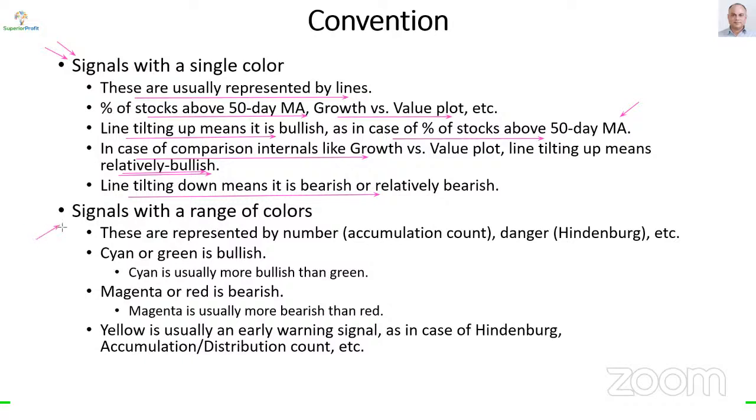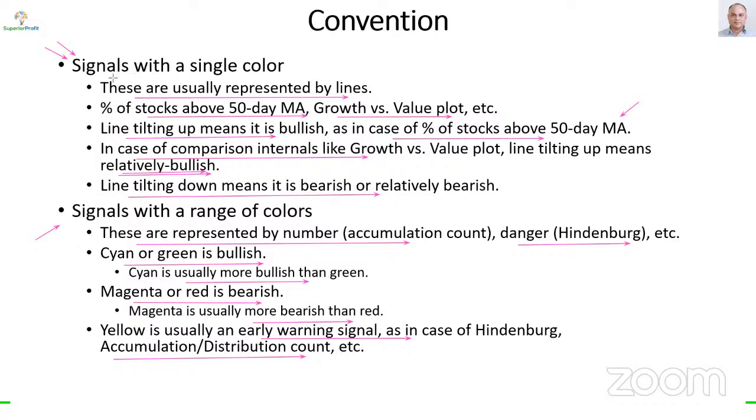And then some signals are with a range of colors. These are represented by numbers. For example, accumulation count, danger signal, Hindenburg. They have a range of colors. And when they have a range of colors, cyan or green is bullish. Cyan is usually more bullish than green. We have used the exact same convention as in Q Global. Magenta or red is bearish. Magenta is usually more bearish than red. Yellow is usually an early warning signal, as in the case of Hindenburg, accumulation, distribution count, etc.